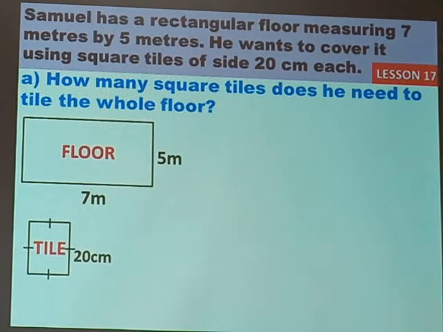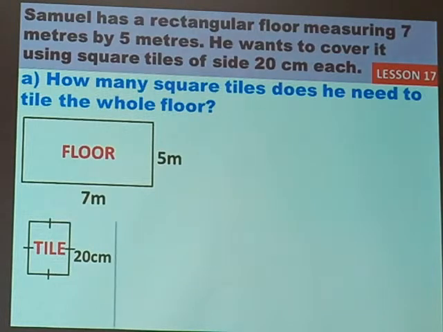Now, something to note here is the measurements of the floor are in meters, and the measurement of the tile is in centimeters. What do you think we should do there? We cannot do the calculation when the units are different. So there's need to make the units the same. We can either change centimeters to meters or change meters to centimeters. But looking at our work, you might find one is easier than the other. So I feel changing meters to centimeters will make our work a little bit easy. So let's first handle that.